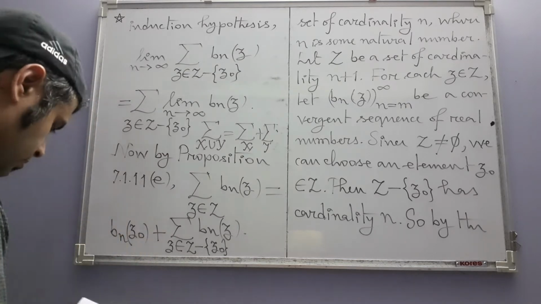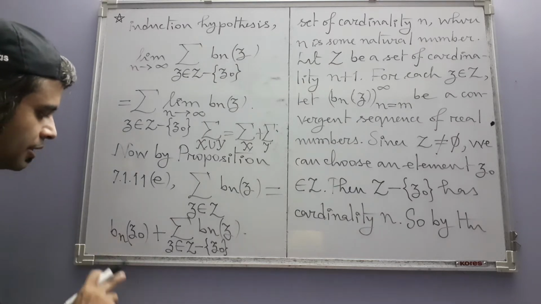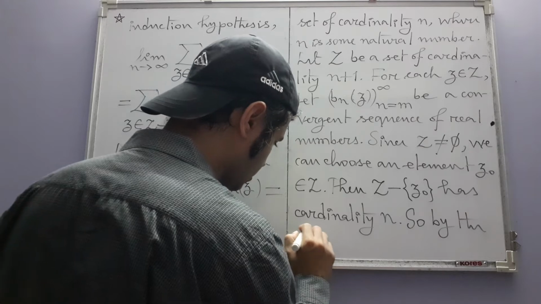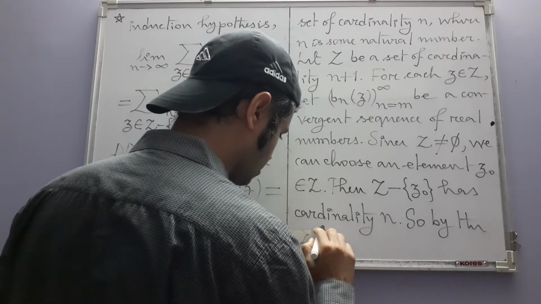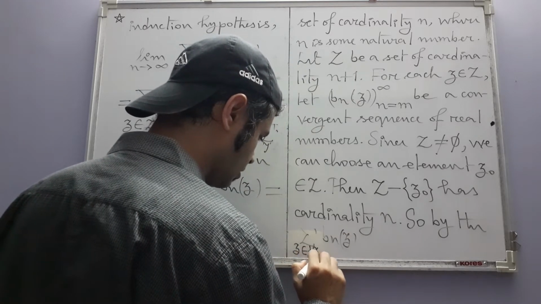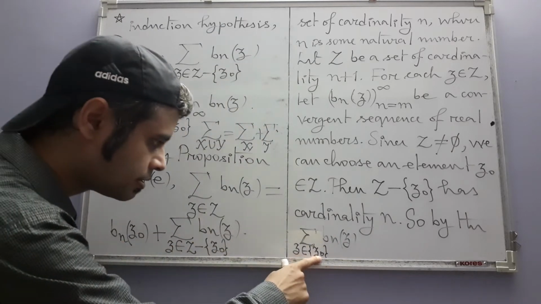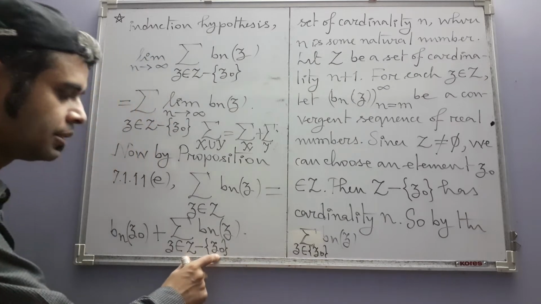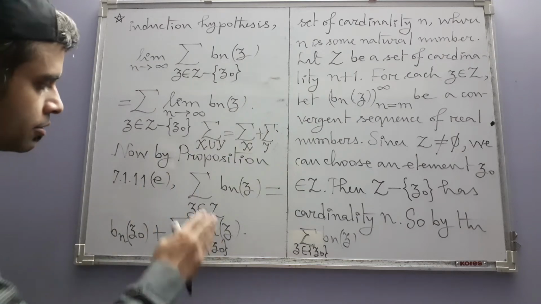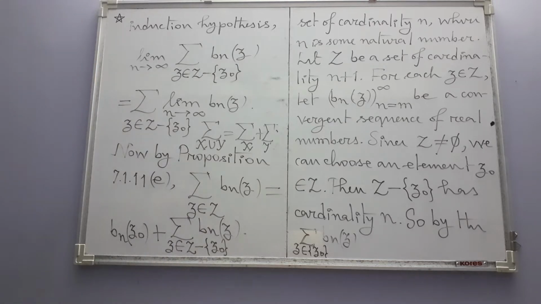What sum? Shall I write that? In fact, you can understand what we have here. If we decided to write this as a sum, we would have written summation bn of z, where z is coming from the singleton set z naught, plus this summation. Since this singleton set and the set obtained by removing z naught are disjoint, we can use this part E of this proposition to write this sum as a sum of two finite sums. Okay, so that is one thing.